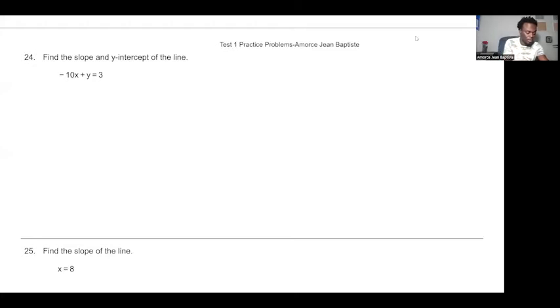So the process includes adding 10x on both sides of the equation. That cancels 10x on this side, and y equals 10x plus 3. Now, the slope of the equation is 10, or if you want to be precise, 10 over 1, since y is over 1.